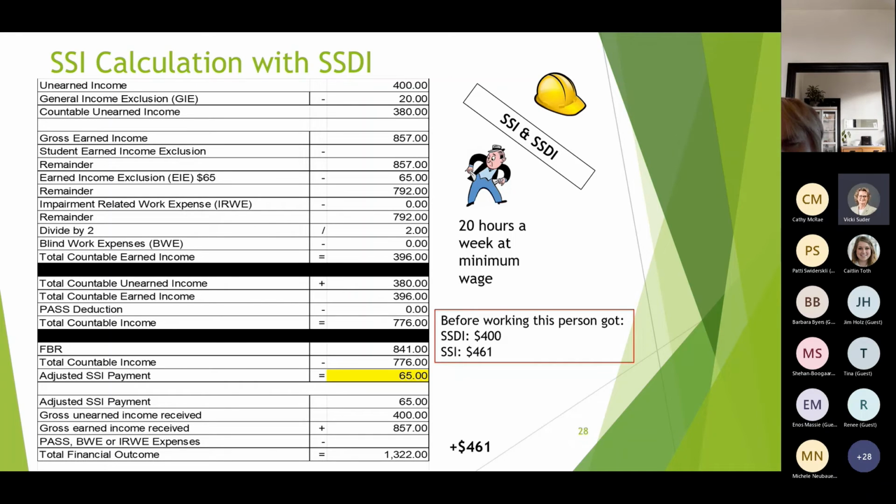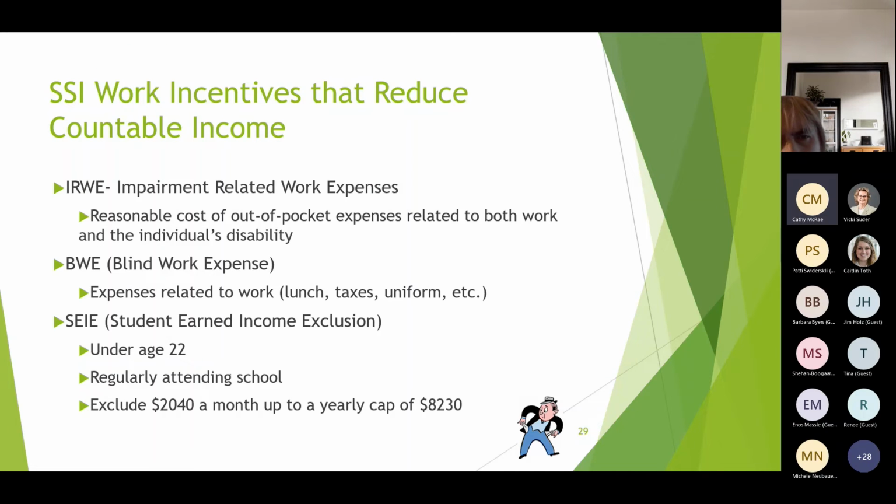Okay, all right, so we're going to move on to the next slide here real quick. And I'm just going to run through some of the SSI impairment-related work expenses. We have the expedited reinstatement that we've already been talking about. Property essential to self-support. Oh, did I miss one? I'm sorry, I did. I apologize, I skipped to my own other slide. Impairment-related work expenses, they're very much the same as SSDI. They're things that you pay for out of pocket related to both work and your disability.